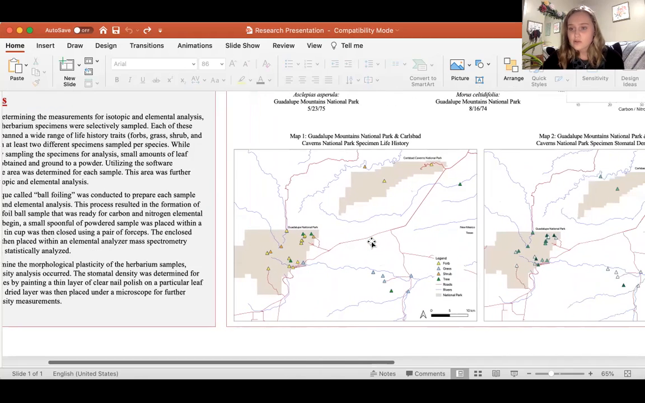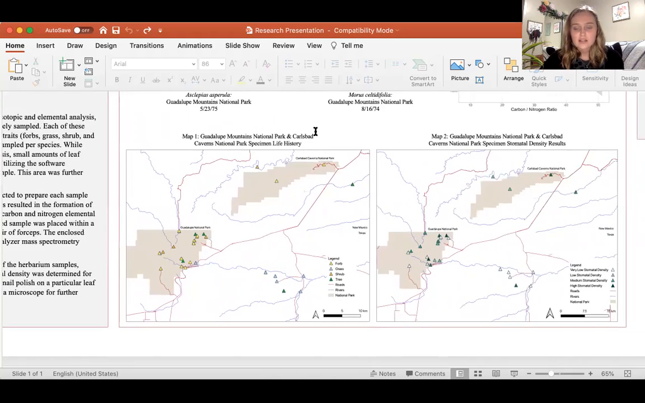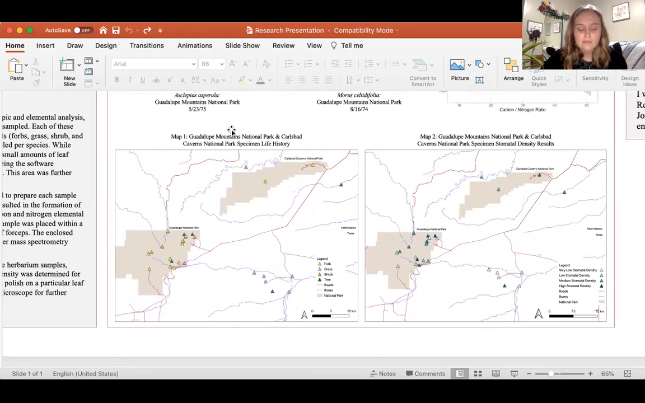As we move on to our results of the experiment, let's go ahead and look at the map.